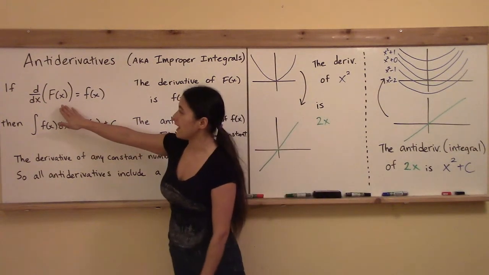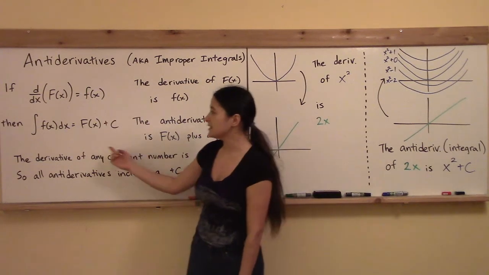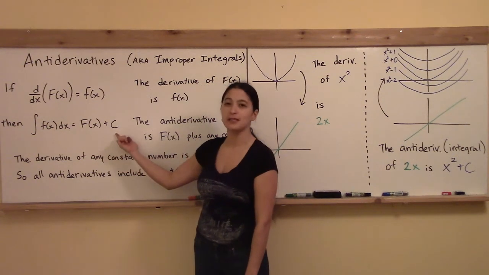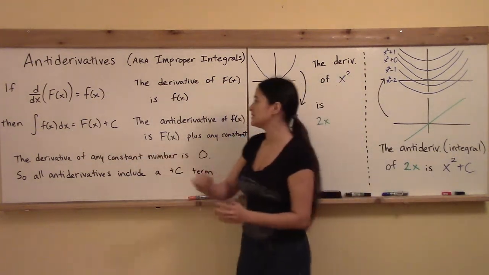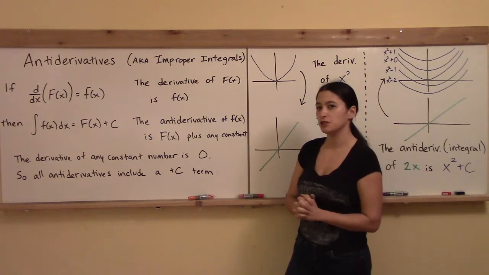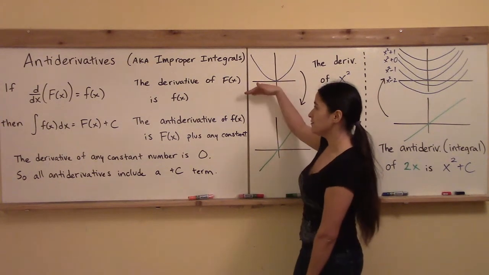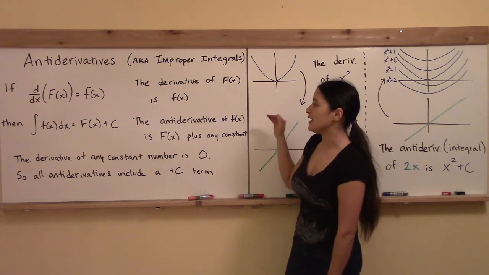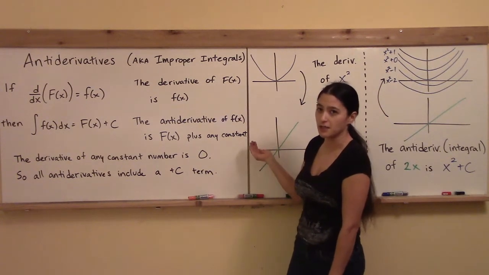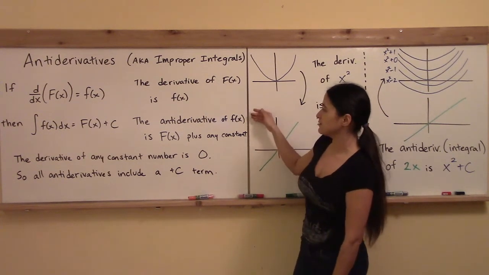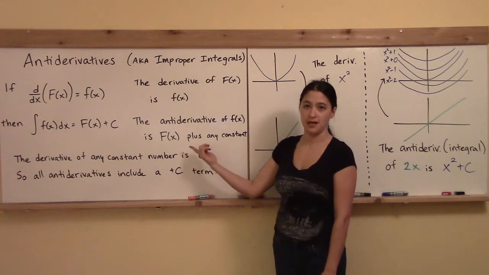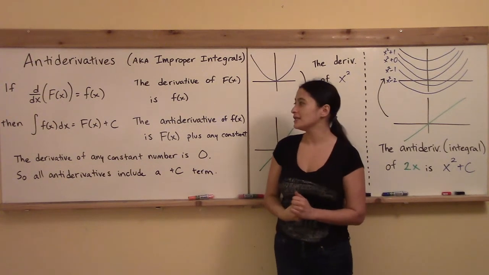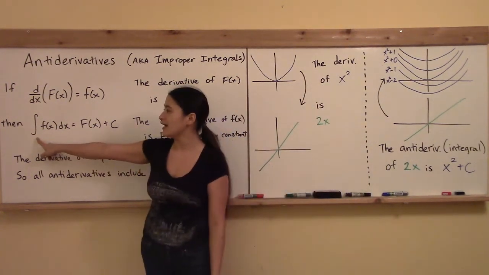So if the derivative of capital F is little f, then that means that the integral of little f of x is capital F plus some constant. We'll talk about this constant in a second, but first I want to get you used to the terminology. Okay, so if the derivative of capital F of x is little f of x, that's the same thing as saying the antiderivative, which is the opposite of the derivative. The antiderivative of little f of x is capital F of x. Okay? So the antiderivative is just the derivative backwards, and it's expressed using this elongated s notation.